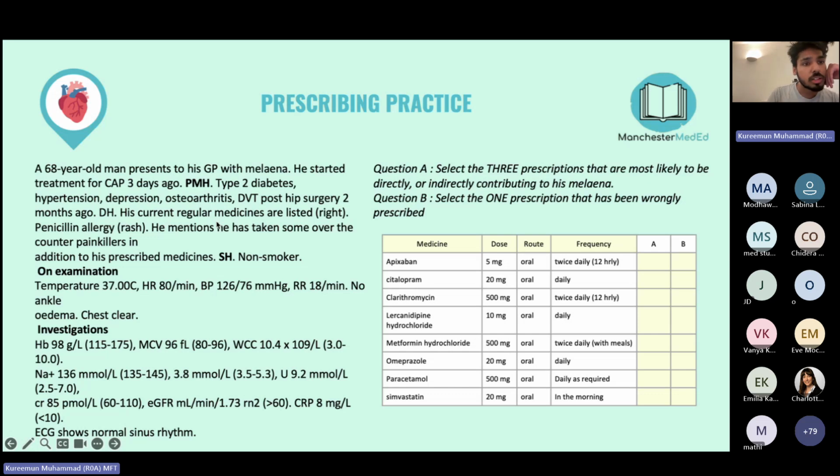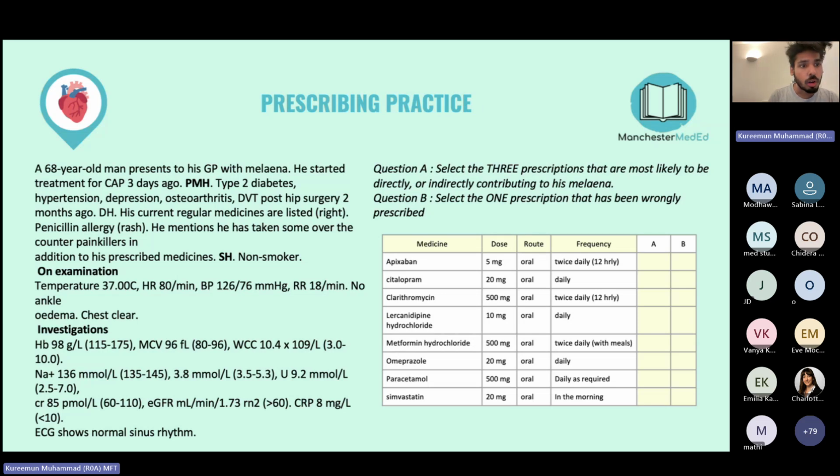So a 68-year-old man presents to GP with melena. He started treatment for CAP 3 days ago. Past medical history: type 2 diabetes, hypertension, depression, so a lot of things going on. Drug history, they're listed on the right. On examination, you see the obs. Just the heart rate is a bit high, I believe. And nothing else on the examination.